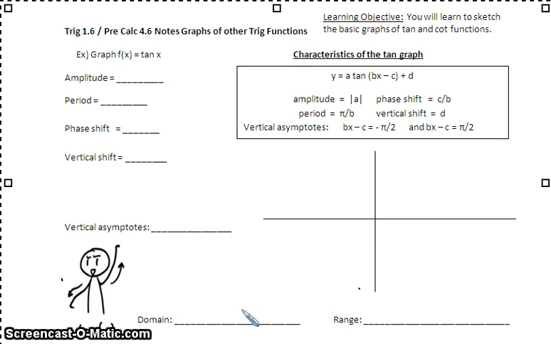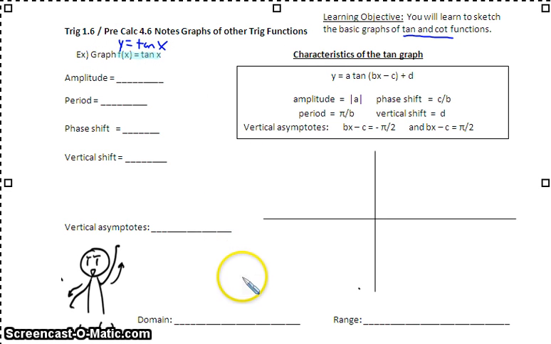This video covers Trig 1.6 or Pre-Calc 4.6. The topic for today is talking about graphing tangent and cotangent graphs. So if we take a look at our first example here, I want you to graph y equals tangent of x. So we can change that to y equals.